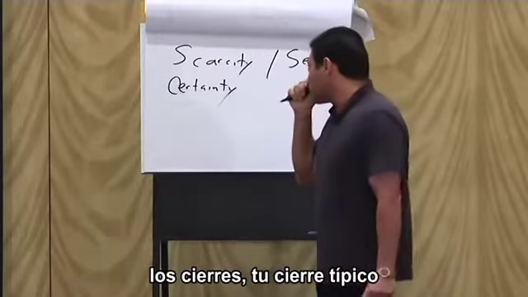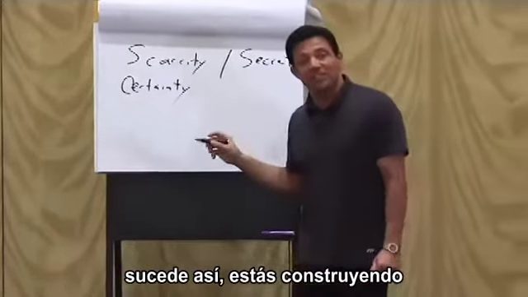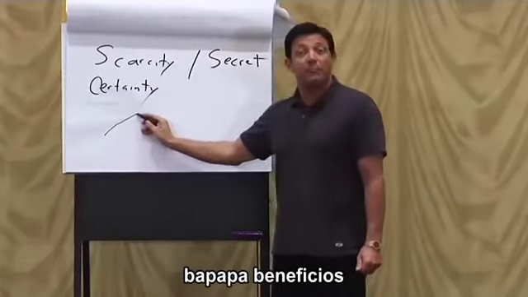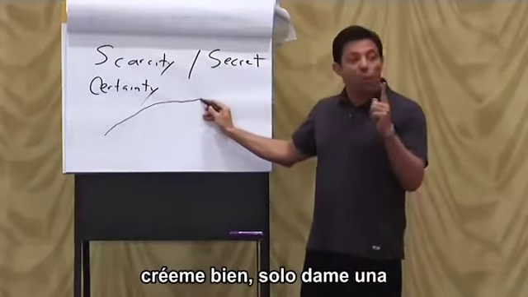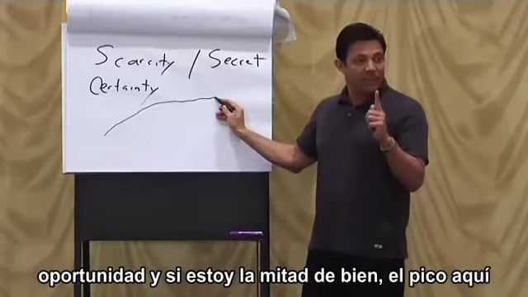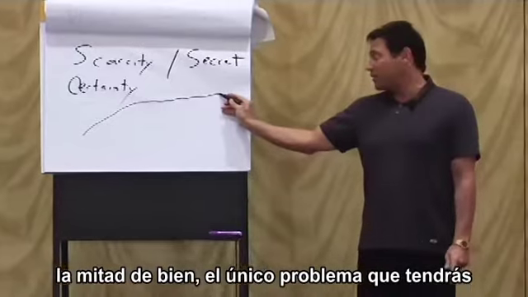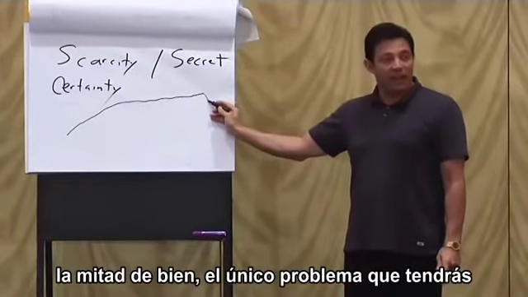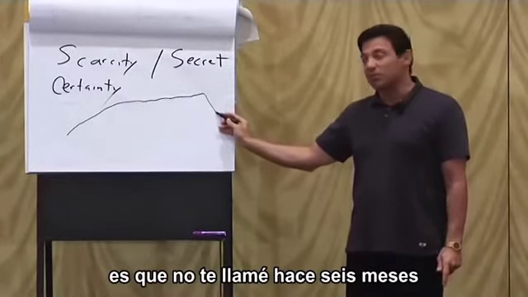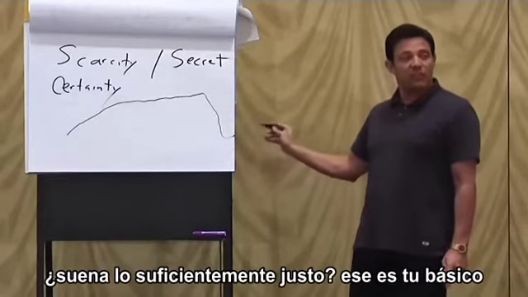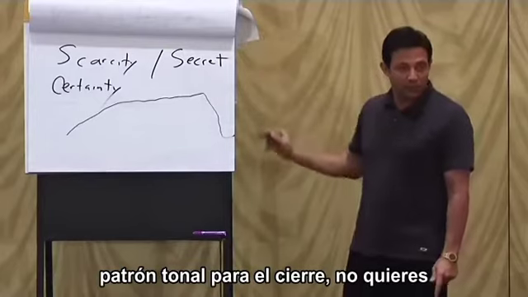The typical closing arc happens like this. You're building up to a crescendo, benefits, and benefit, and believe me, you just give me 1 shot. And if I'm half right, here, peak, right? Half right, the only problem you'll have is I didn't call you 6 months ago and get you started then. Sound fair enough? That's your basic tonal pattern for a close.